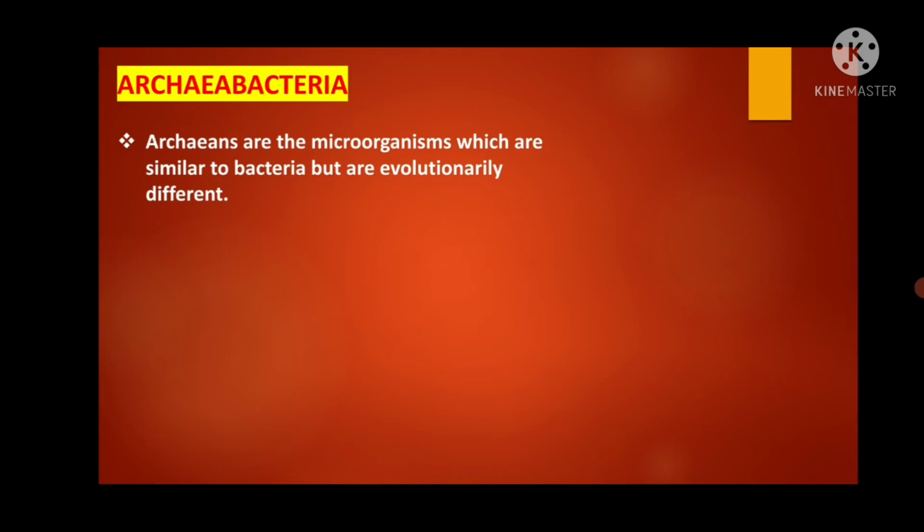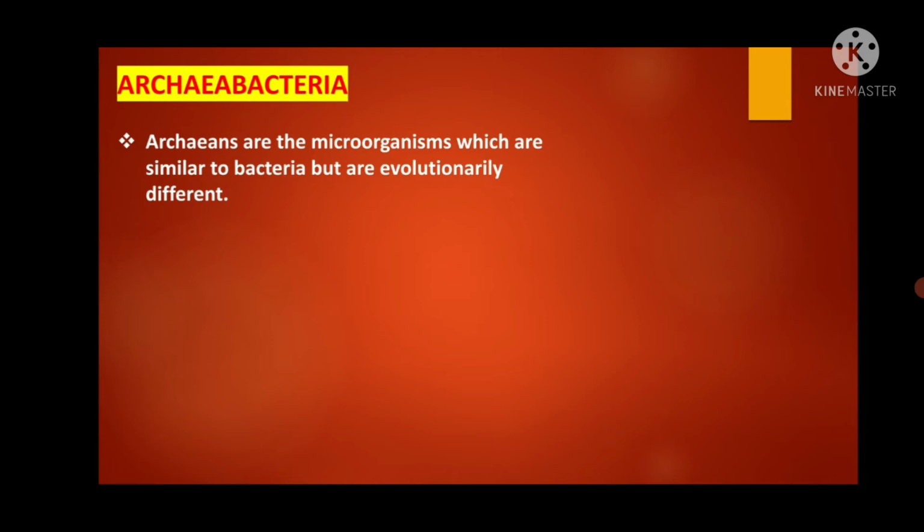Now the next is Archaebacteria. These are the life forms which existed before the evolution of bacteria, we can say. The present bacteria, or the eubacteria, have evolved from the Archaebacteria. These are the life forms which existed before the bacteria. So these are the most primitive life forms that existed on the earth.